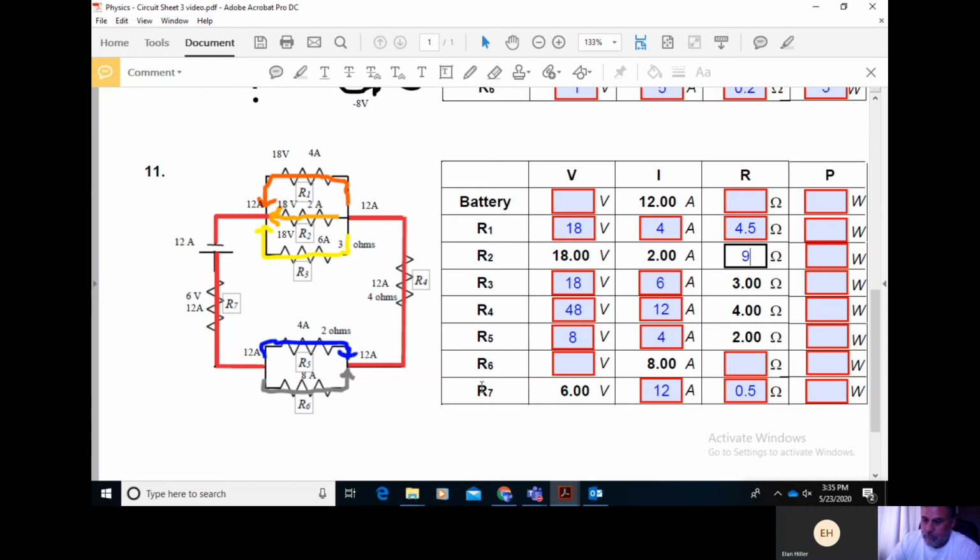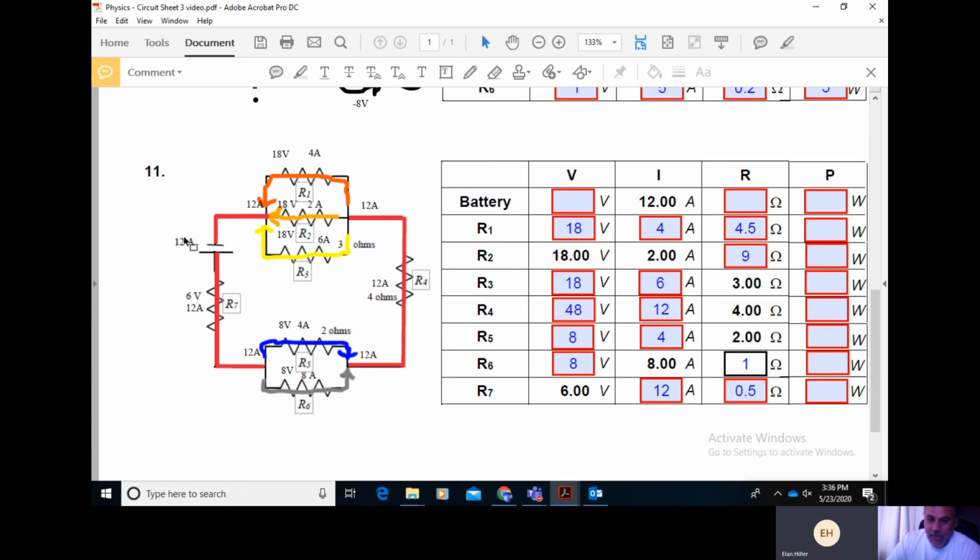Well, here's one of the things we know. We know that resistor 6 had a calculated voltage of 8 volts across it. And we know that resistor 6 is in parallel with resistor 5. So parallel voltage is the same. That must mean resistor 6 also has 8 volts of potential difference across it. Okay, and if we go 8 volts divided by 8 amps, I get a 1 ohm resistor.